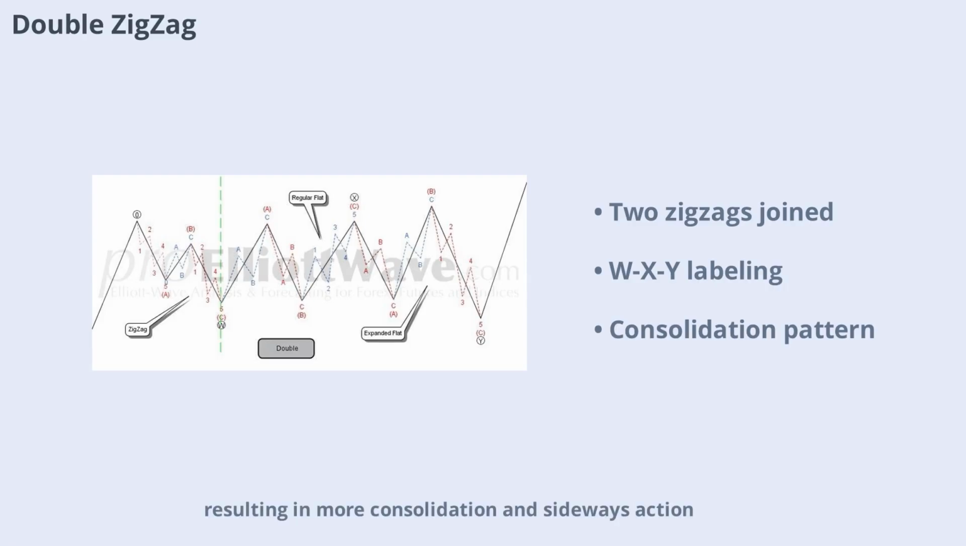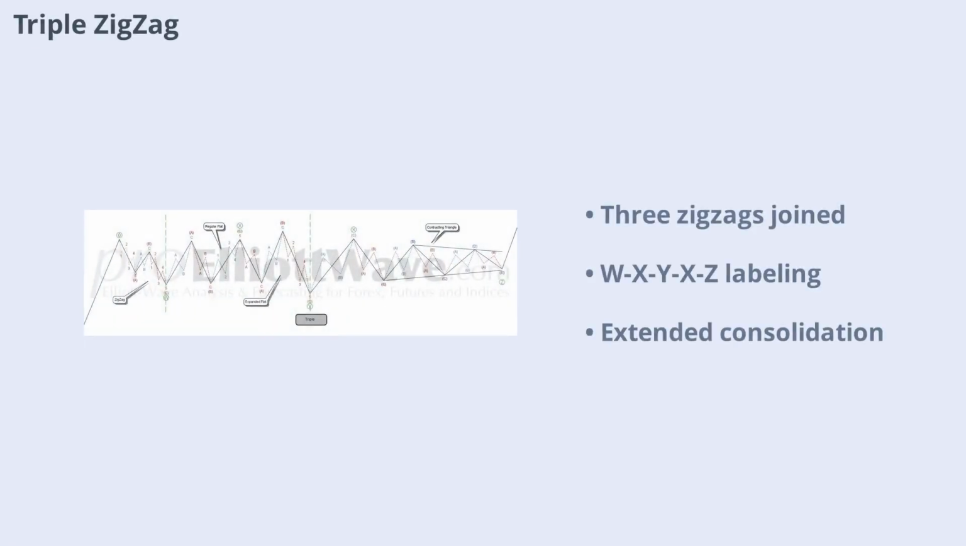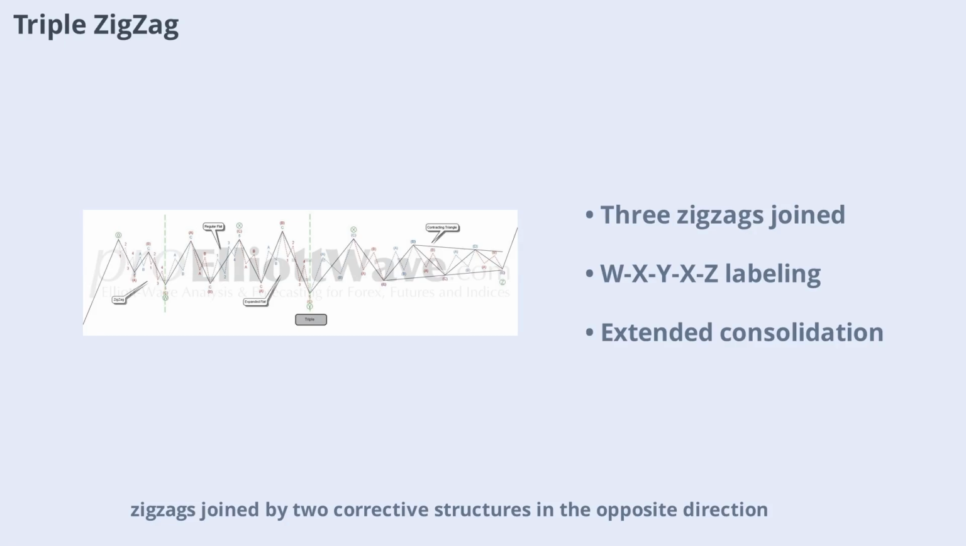consolidation and sideways action. Triple zigzag is a corrective pattern made of 3 zigzags joined by 2 corrective structures in the opposite direction, labeled X. The first pattern is labeled W, followed by X, then Y, another X, and finally Z. Triple zigzags take the place of a zigzag in a corrective move.